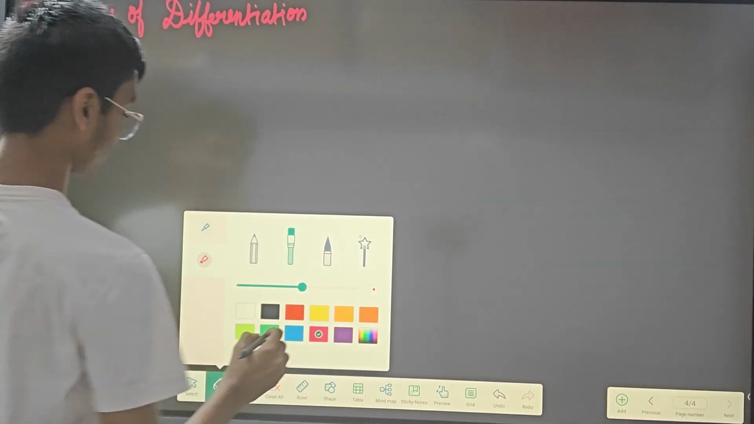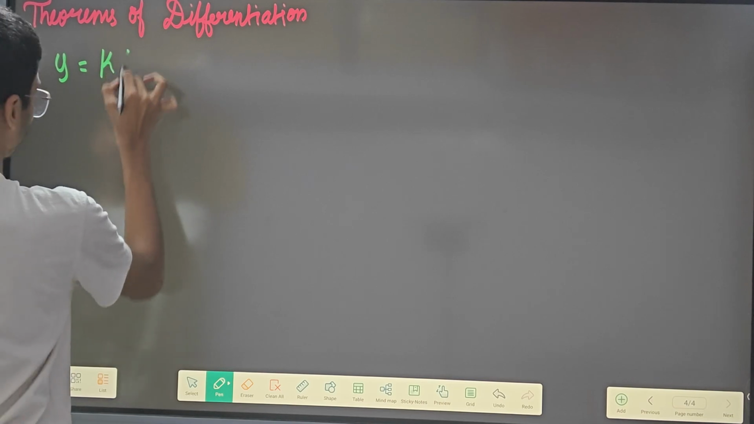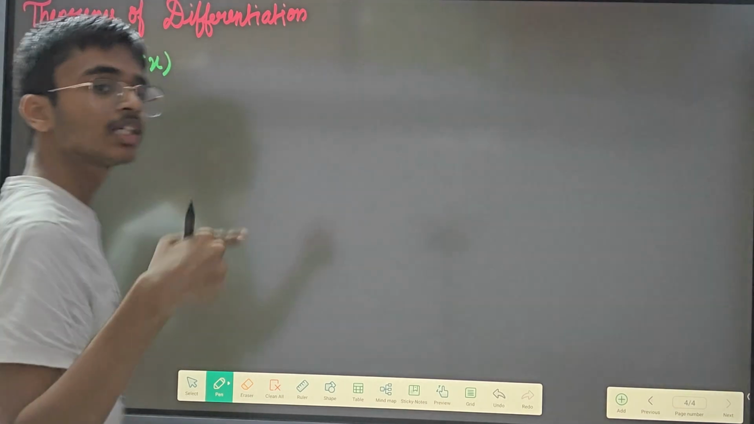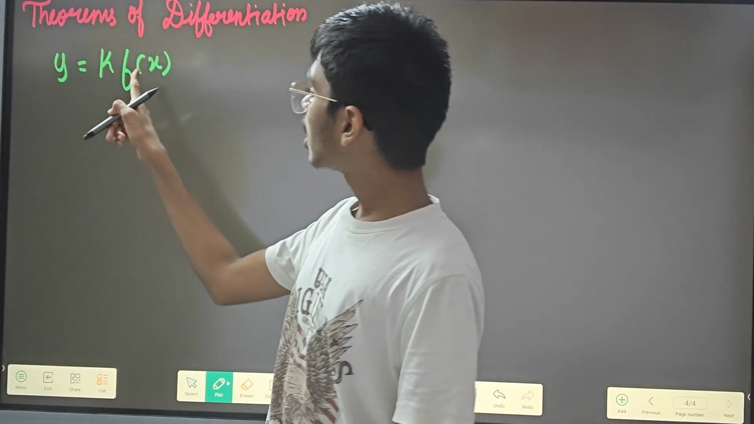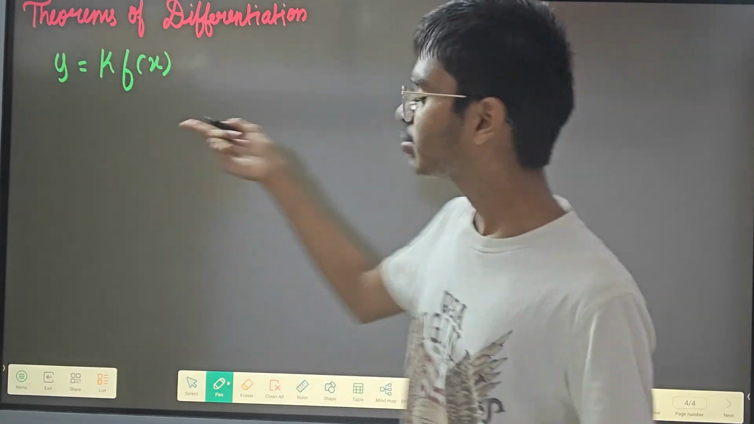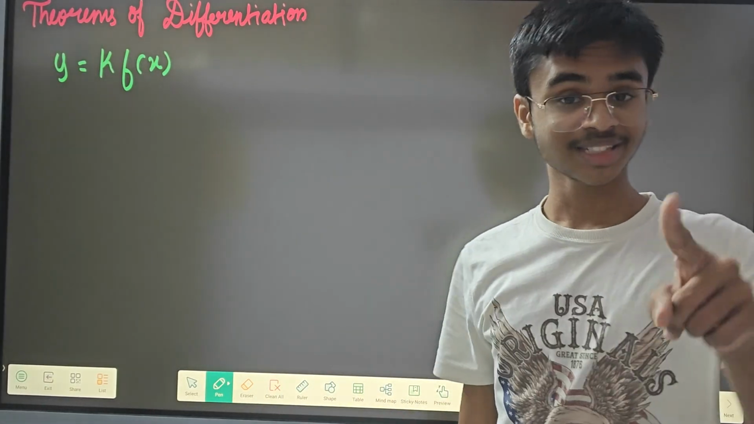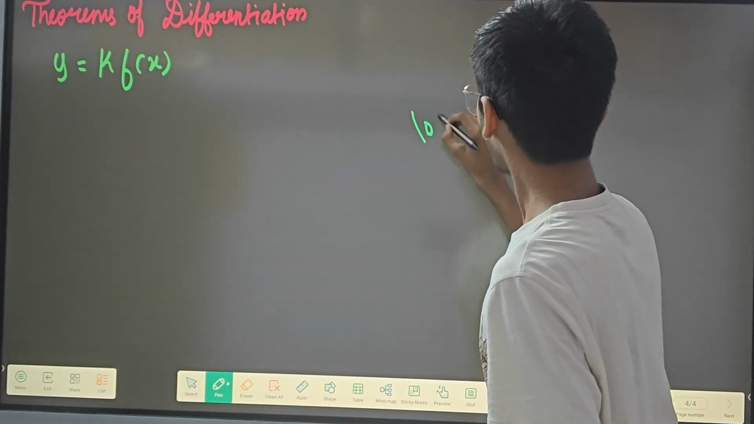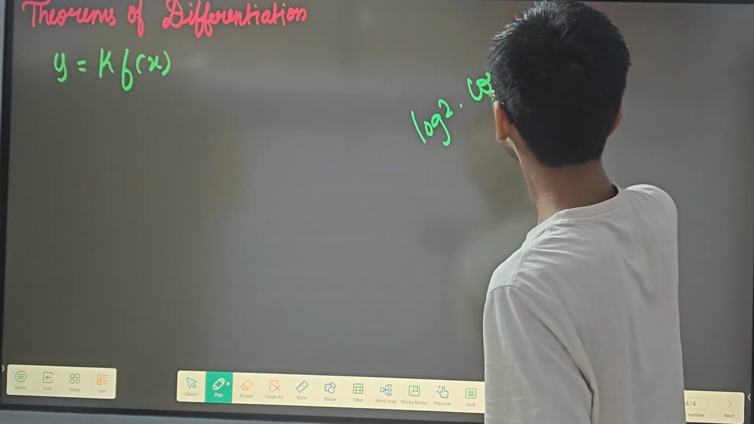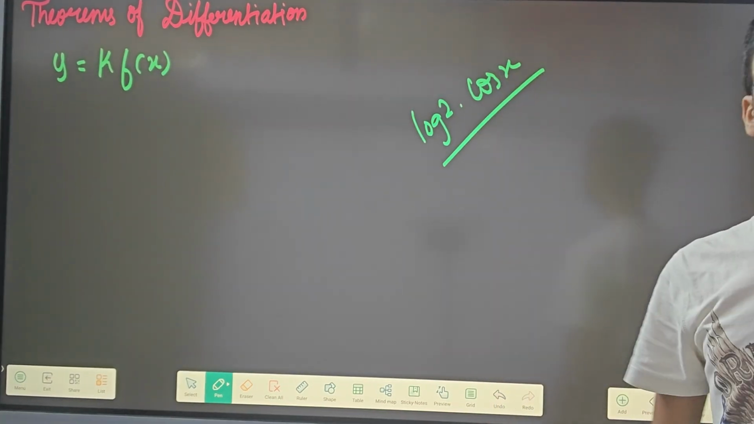Composite function theorem also we have. So when y is equal to k f of x, that means y is equal to a constant into a function, what can we say? Constant. This question is there in our book also. Log 2 into cos x. How will you differentiate it?